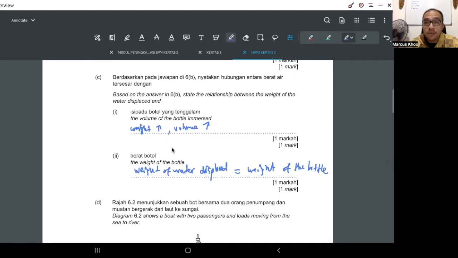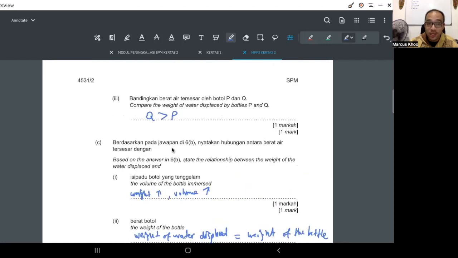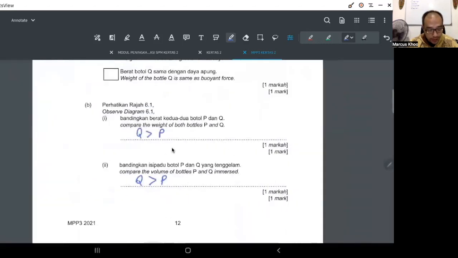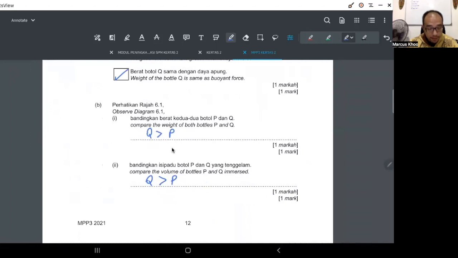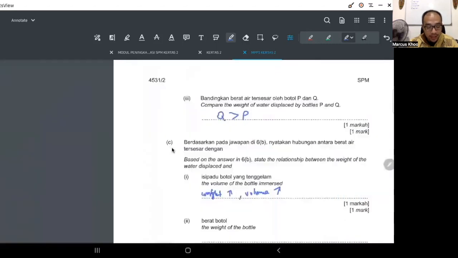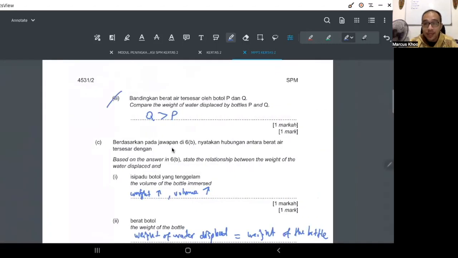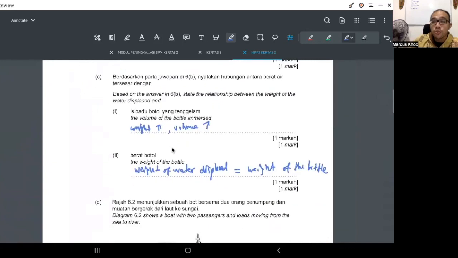But it is very likely that some of you will say the bigger the weight of the bottle, the bigger the weight of the water displaced, which is actually proven by these 2 points. If you look at 1 and 3, you can say that the bigger the weight of the bottle, the bigger the weight of the water displaced, which actually is not wrong also. So I'm going to leave these 2 with you.